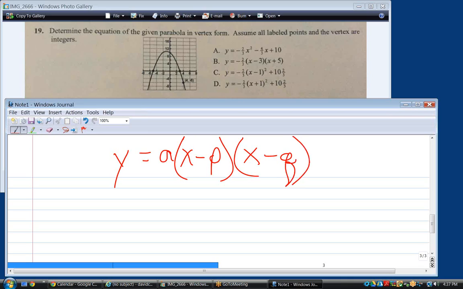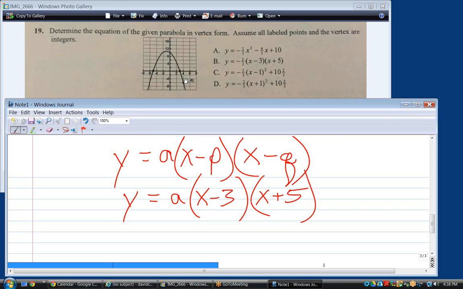Okay. So like the previous equation, where they gave us the vertex, in this case they've given us p and q, the points minus 5 and 3. So I can plug in that much. What goes in the parentheses? y equals a times x minus 3 times x plus 5. Okay, good.